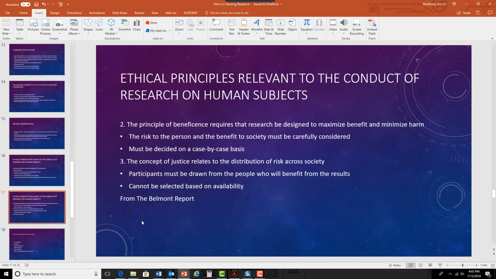And because we use the principles of beneficence, this requires that research has to maximize benefit and minimize harm. So the risk to the person and the benefit to society that should come from the research has to be carefully considered, and it has to be decided on a case-by-case basis. So you can't decide that just because this risk is okay for these participants, it means that the risk is okay for everyone. So you have to look at that one by one through your subjects.